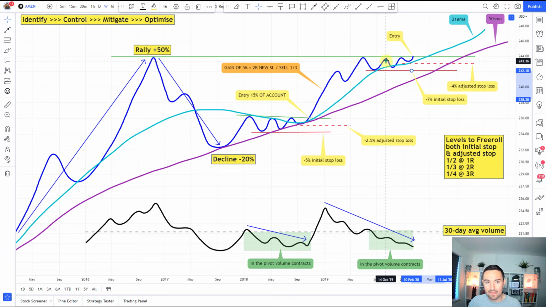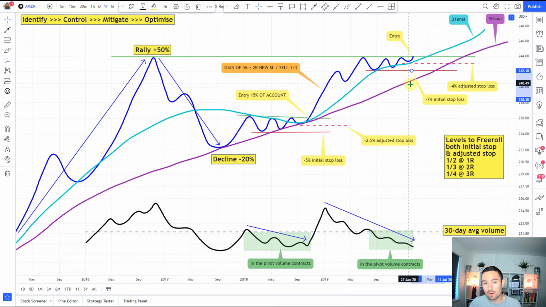Really helpful. And then over here, you can see we have 1 contraction, 2 contraction, 3 contraction here. So we have some nice VCP action. We're building the higher lows. We can see that the volume is trending down. It's well below our 30-day average volume, and we have the 21 EMA in here as well. So you go, I'm going to add back the third that I sold. So I'm going to move this back up to putting 15% of my account in this stock.